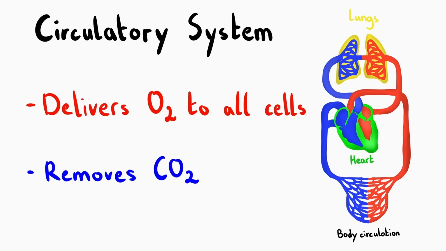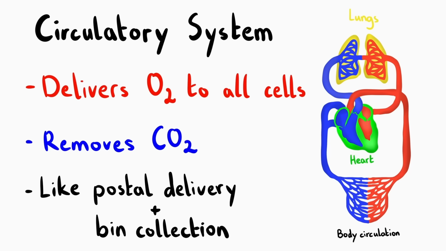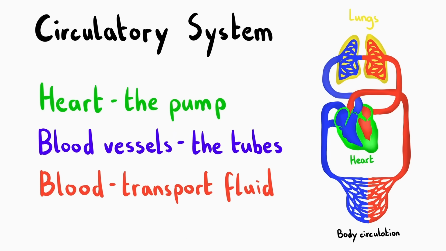The circulatory system is the body's transport network. It delivers essential oxygen and nutrients to every cell in your body and removes waste products like carbon dioxide. Think of it as a delivery system and a waste collection system. This system consists of three main components: the heart, which acts as a pump, the blood vessels, which form the network of tubes through which the blood travels, and the blood itself, which carries the materials throughout the body.